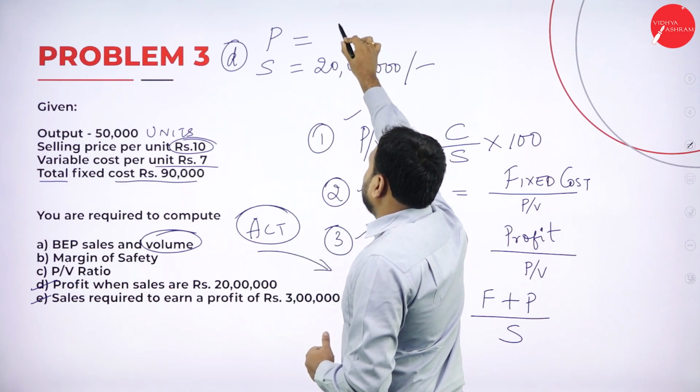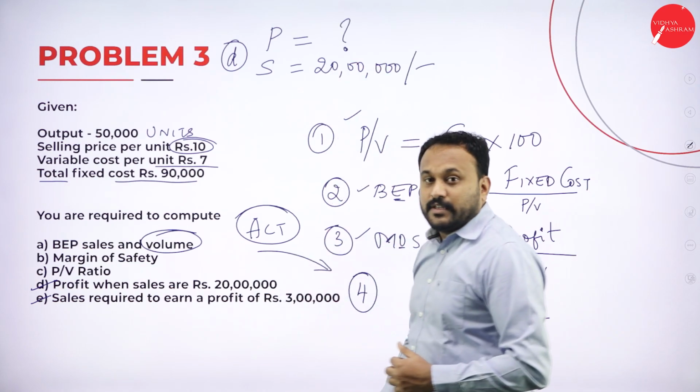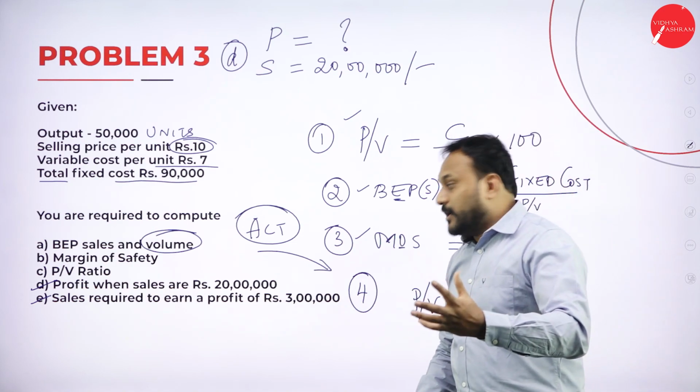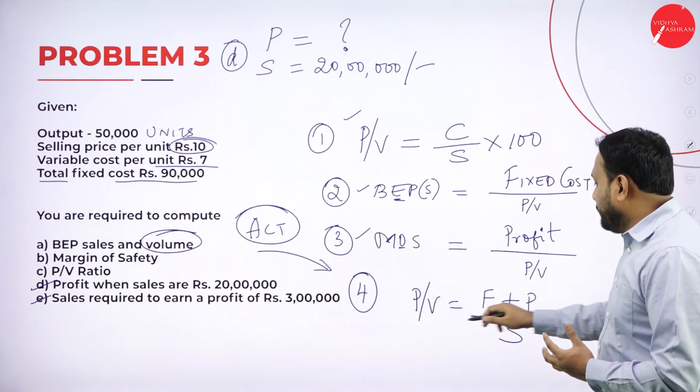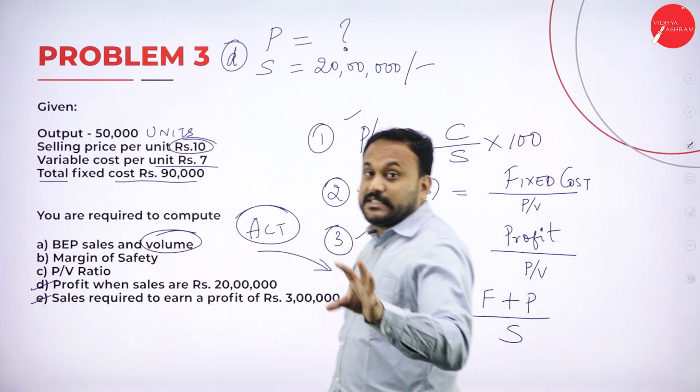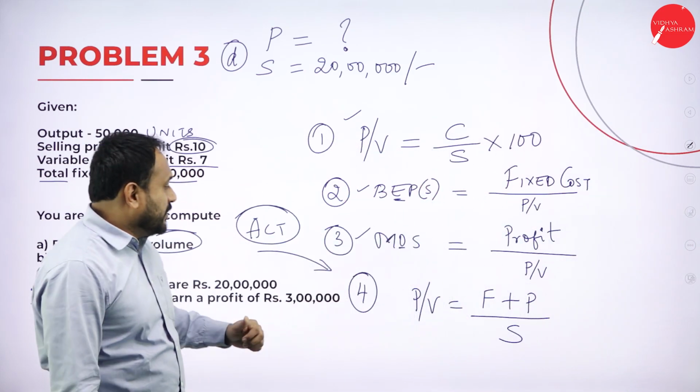So that means we need to find profit. Right? Now which formula will you use? That is the fourth one, Abhilash Chandra tricks, that is PV is equal to F plus P divided by S. How to find it? I'll show you here.